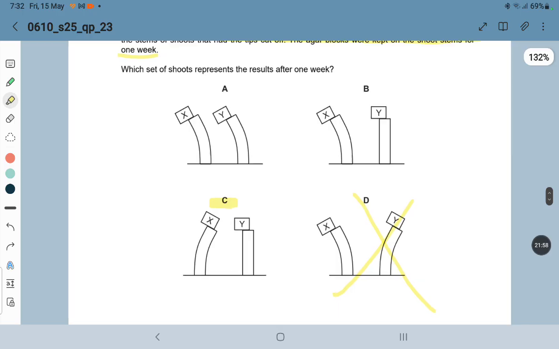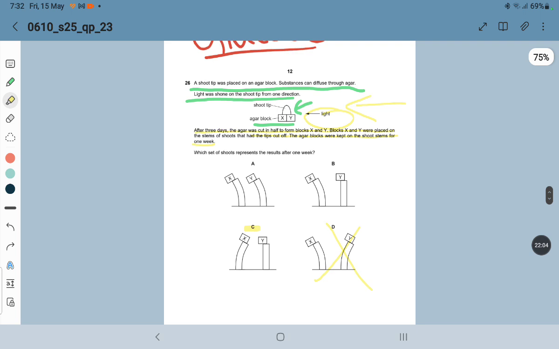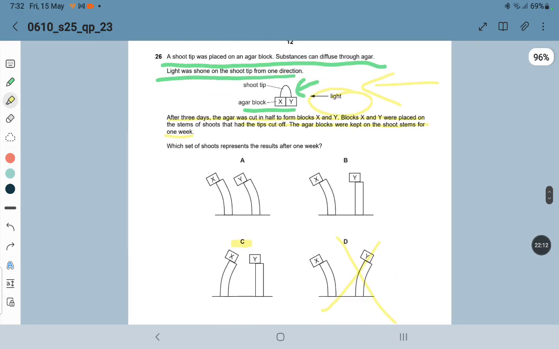The reason is C because, as you can see here in X, the light may have diffracted or diverged. He's saying light was shone on the shoot tip from one direction. Now he's telling you that after 3 days the agar was cut to form blocks X and Y, which were placed on the stems of shoots that had the tips cut off. So with the tip cut off, Y will not move in either direction because it does not have a shoot tip. There is no auxin to control the shoot to go in the left or right direction. So C and B, until now, they are true.